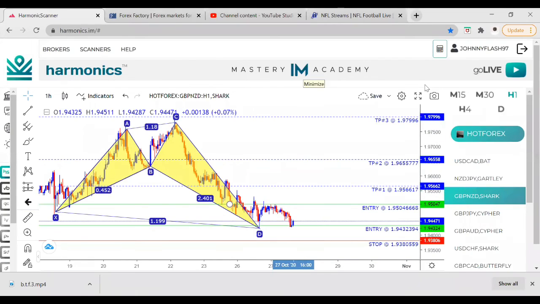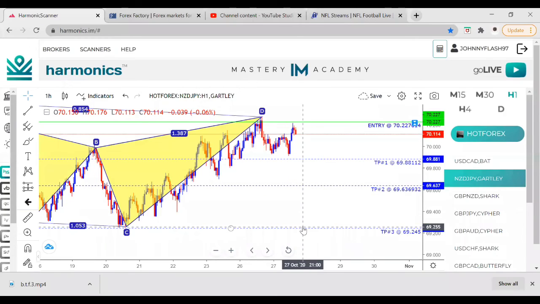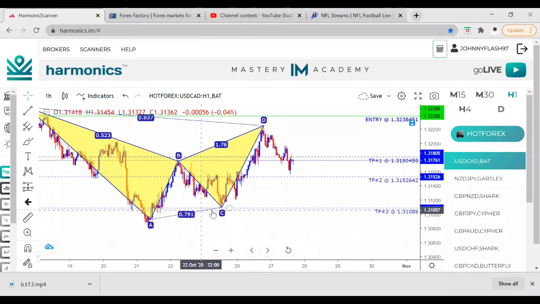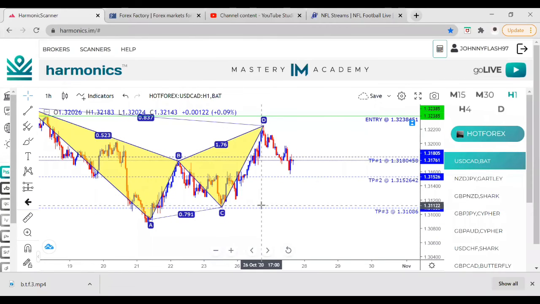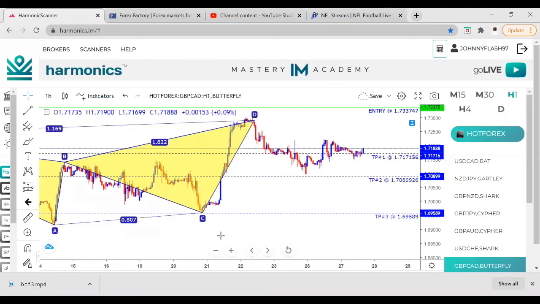The shark and the bat and the cipher, those are just the patterns. Those are just how it looks. Let's see a bat. See, this looks like a bat. And this one looks like a butterfly. That's really it. Yeah, we lost money on that trade. It's all right though, because USD cap hit us out.